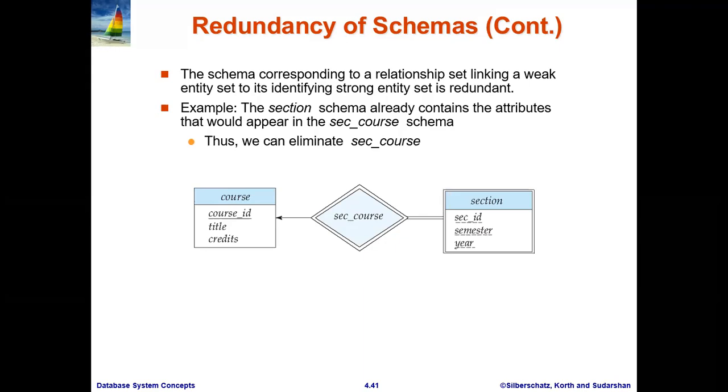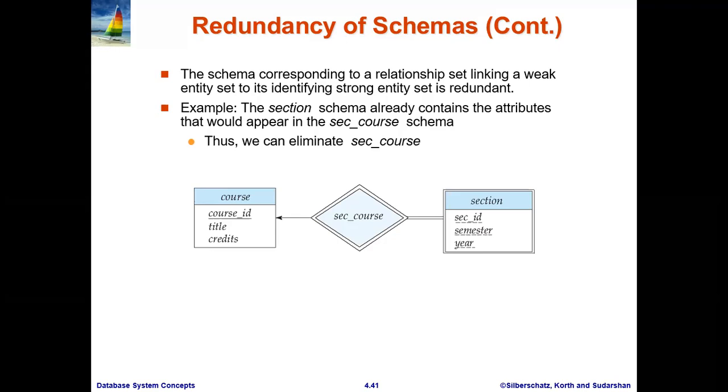Now this is a schema corresponding to the relationship set sec_course linking the weak entity set section to its identifying strong entity set course, and here the redundancy is present. The schema is redundant for section and for sec_course as the relationship set. The schema is redundant, duplicate.